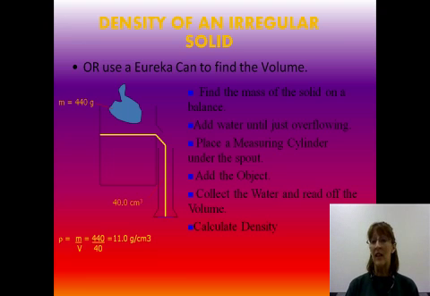So find the mass of the solid on the balance. Always mass. You just go to the electronic scales and use it there. You're going to add water to the Eureka can until it's just overflowing. Place a graduated cylinder into the spout. Add the object, collect the water, and read off the volume. Once you have the mass and the volume, you can calculate the density.